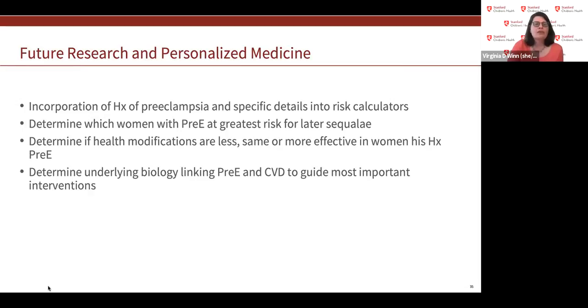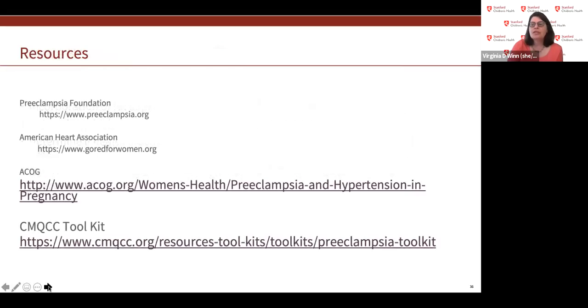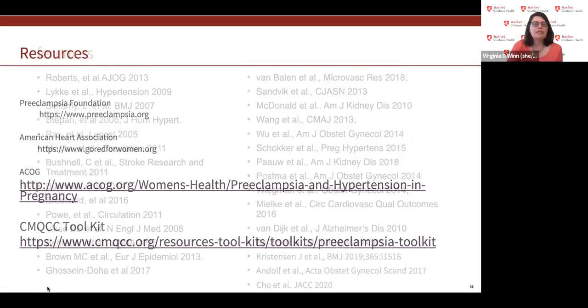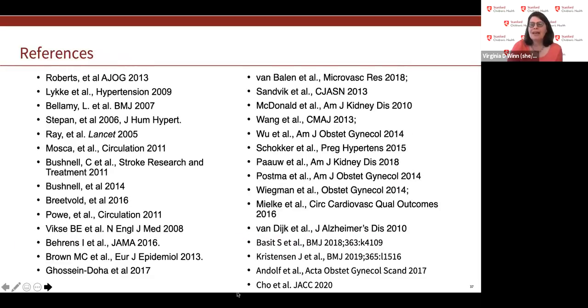So these are some nice key resources around this topic, and this is the set of references for the talk. And I'd be happy to answer questions.